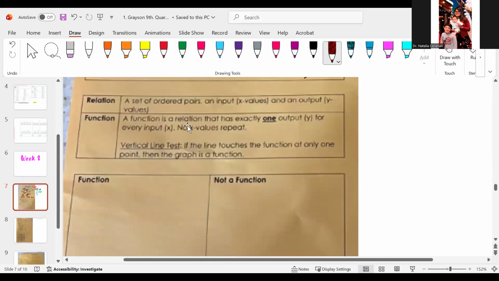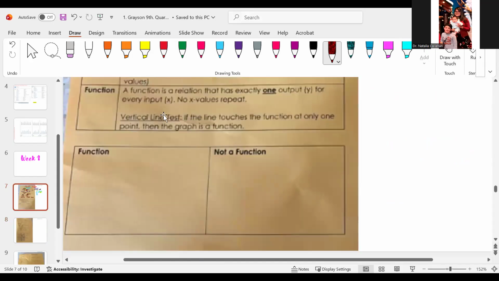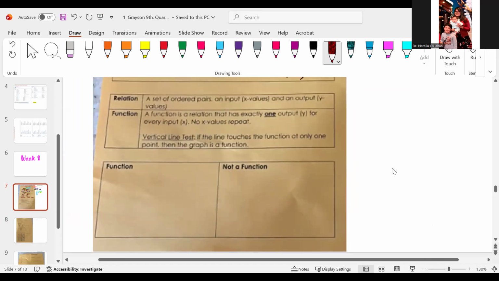Okay, so the bottom of this: function, not a function. Let's see. Okay, so a function is when, there are several ways you can do this. One is if you have ordered pair coordinates. That's like if you have (6, 1), (5, -2), (3, 4), (5, -3).